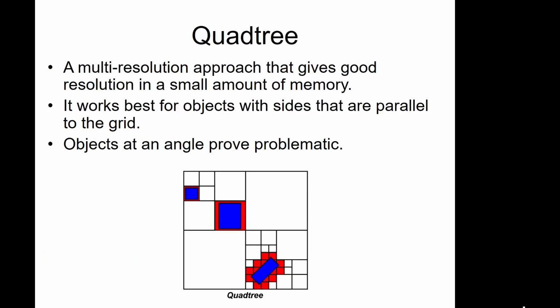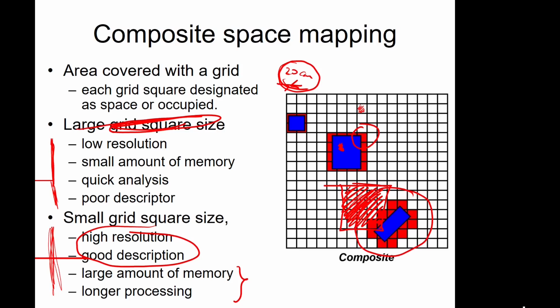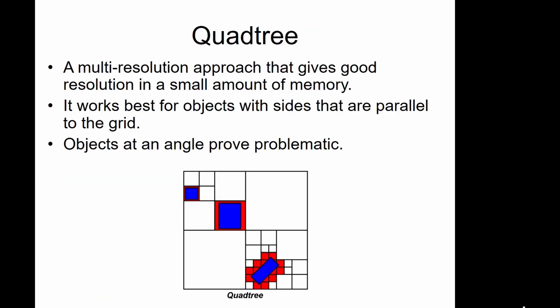The quad tree, I'll just mention briefly, is a variation on the composite space map. Rather than going for fixed grid square sizes, you have variable grid square sizes and you just increase the resolution when there's an object nearby. You can see in the top half of this figure, it works to a certain extent. You've reduced the number of grid squares. However, in reality, when objects are not aligned with the grid, you still need the same resolution. So there's pros and cons to the method.